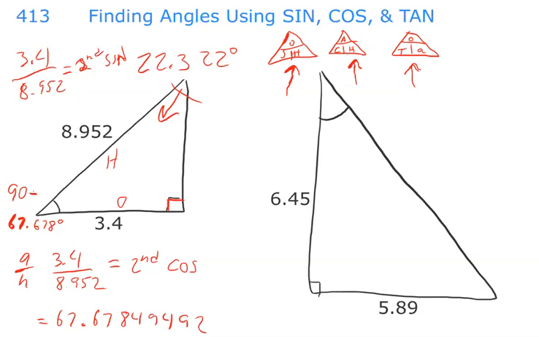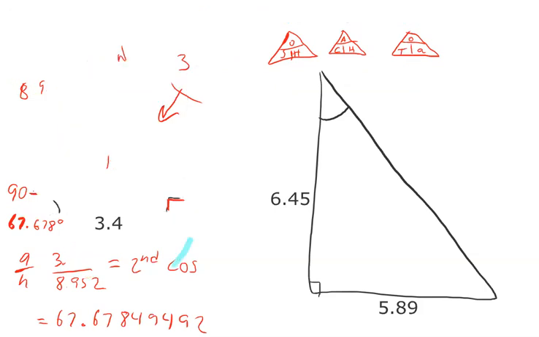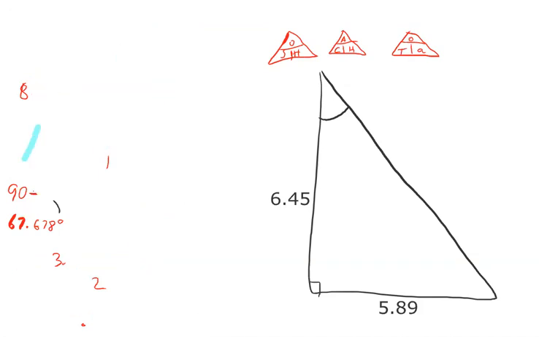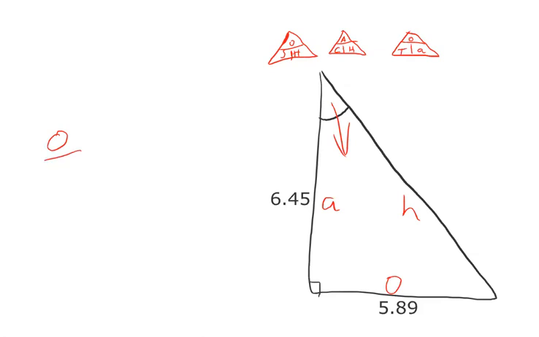Okay, now we've got 6.45 and 5.89. I'm going to move some of this stuff around so that I've got space. Okay. I'm looking in this direction, and I see opposite, and I see adjacent, and I see hypotenuse. I don't have hypotenuse. I have an A and an O. So which one uses an A and an O? Sine has hypotenuse. Cosine has hypotenuse. Tangent has an A and an O, and I see it is an O over an A.